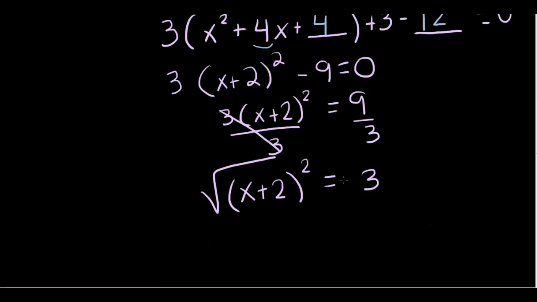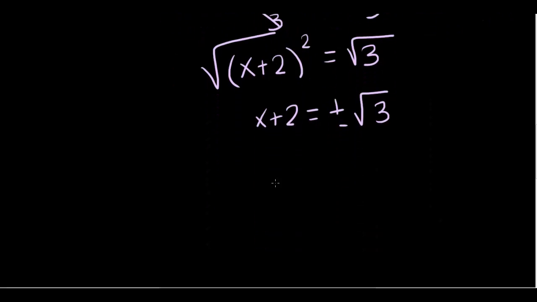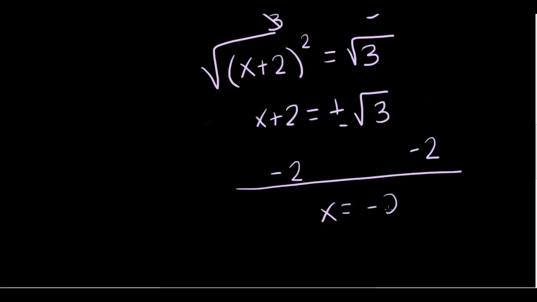Then we're going to square root both sides. So that's going to give us x plus 2 equals plus minus square root of 3, and then we take away 2. So the answer will be x equals negative 2 plus minus a square root of 3. And that's it. That's it for today. See you next class.